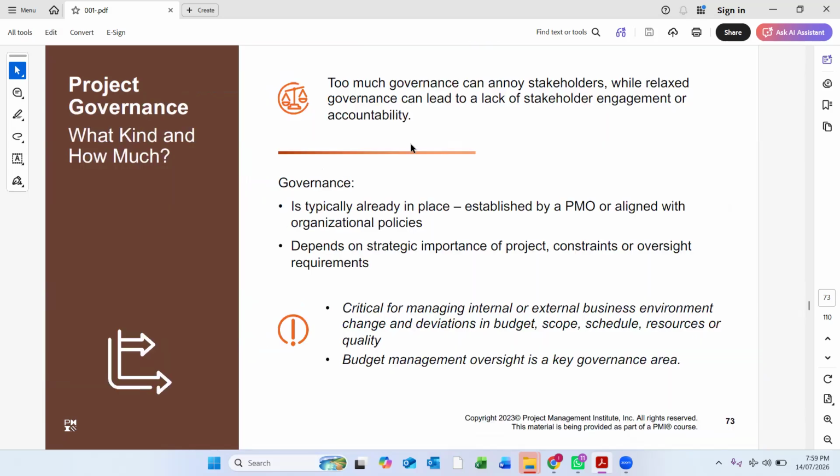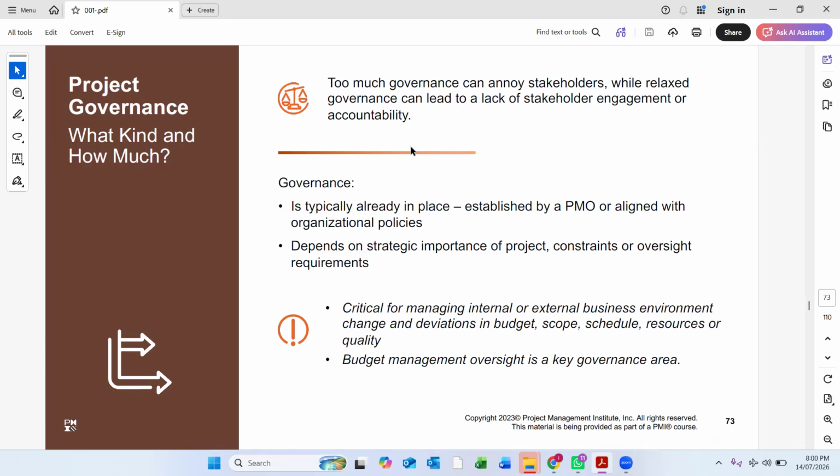Project governance, what kind and how much? Too much governance can annoy stakeholders, while relaxed governance can lead to a lack of stakeholder engagement or accountability. So there is a drawback of too much governance, or lack of governance. If we are governing too much, it can annoy the stakeholders. But if the governance is relaxed, it will lack stakeholder engagement, and there will be a lack of accountability.